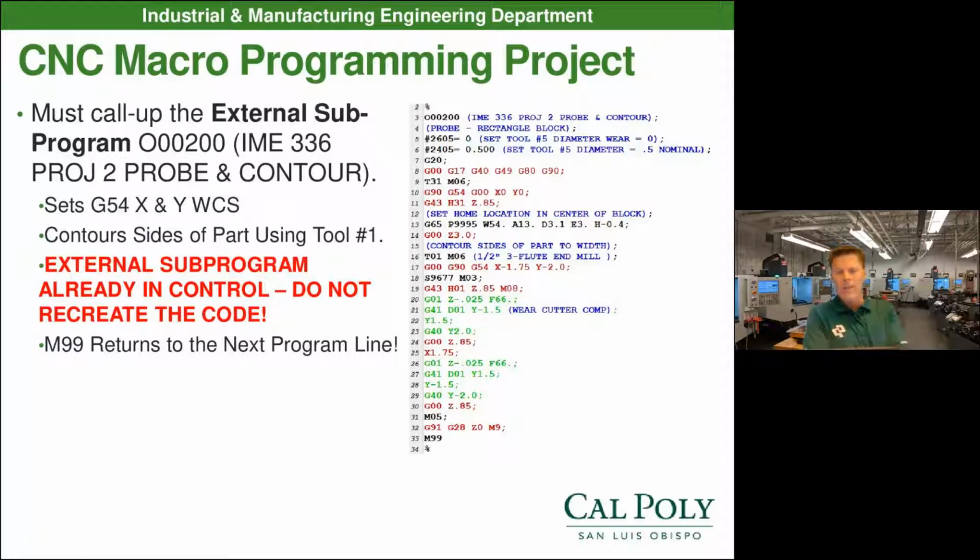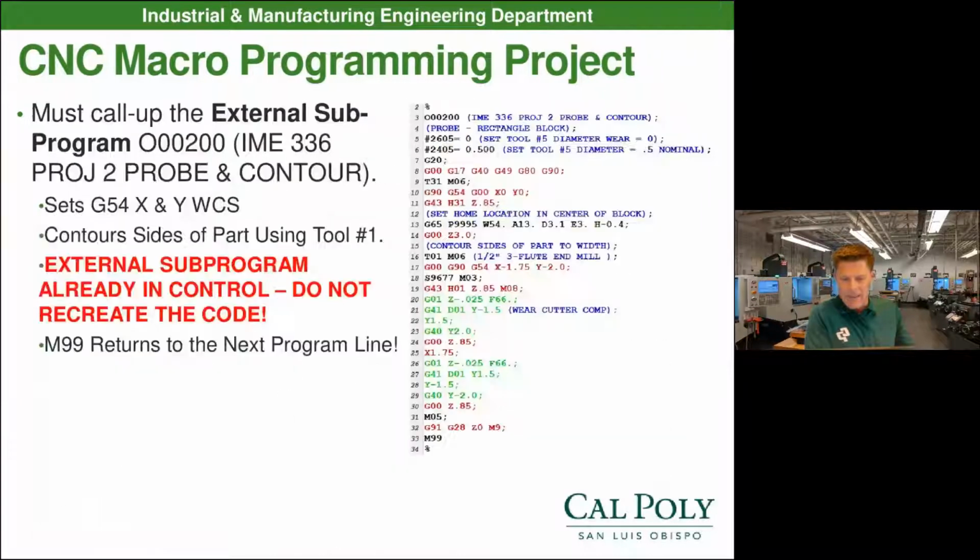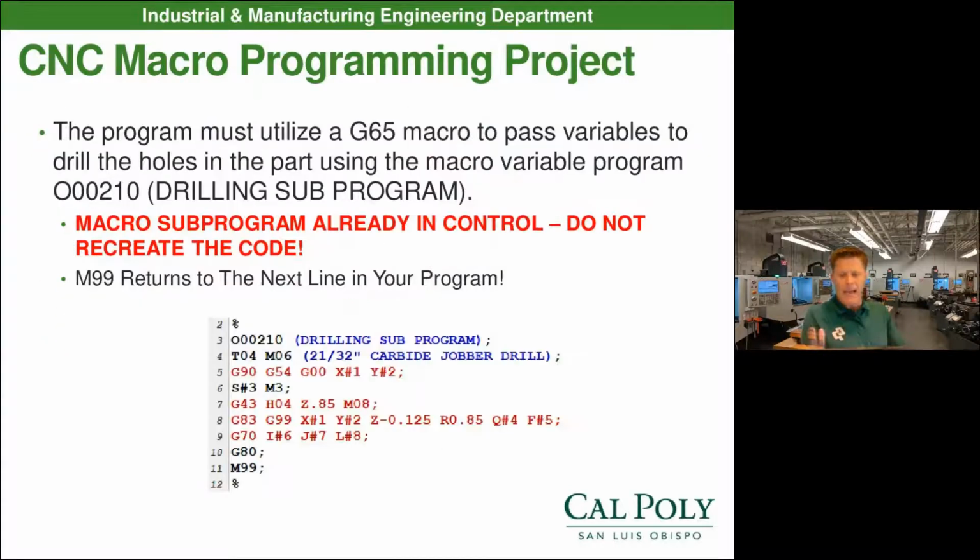But that program 200, all it does, if we look back at the drawing real quick, is it trims up the sides right there. So it's going to trim up the sides with this program 200. It calls up an M98 P200, runs this program, probes it, finds the center of the part, and then trims the sides and gets it to the right size.